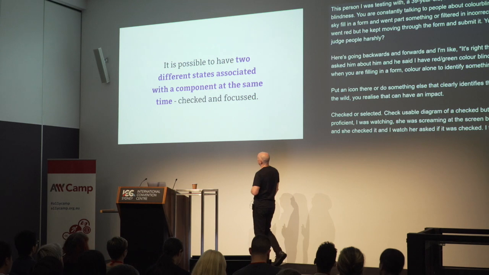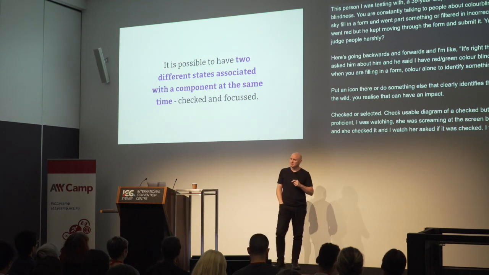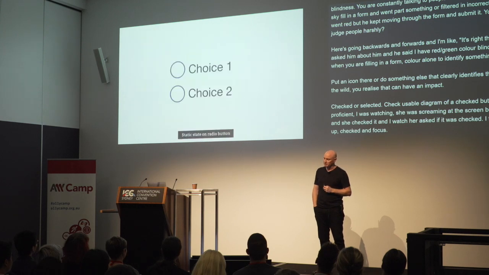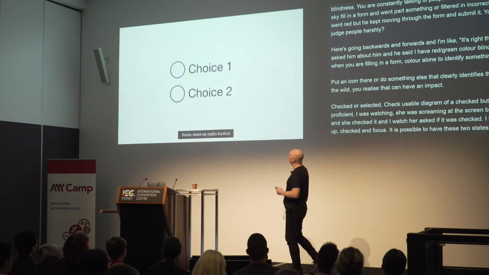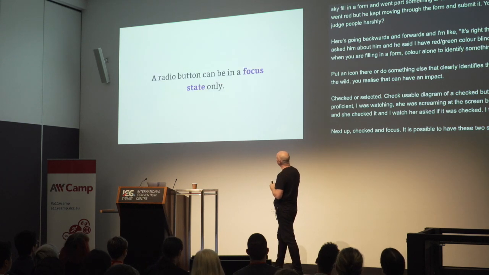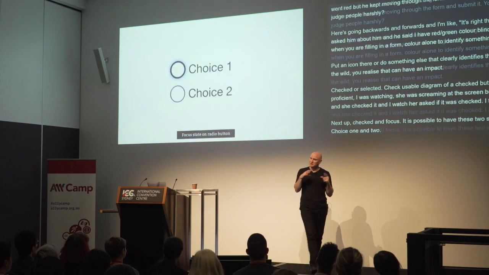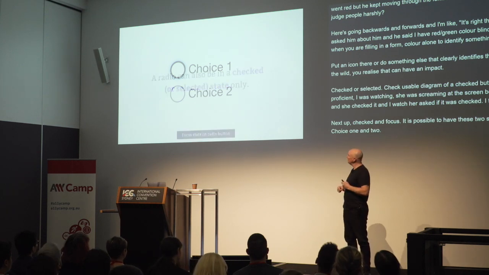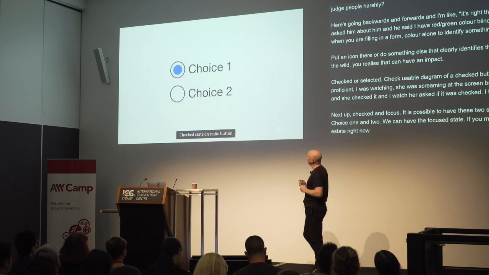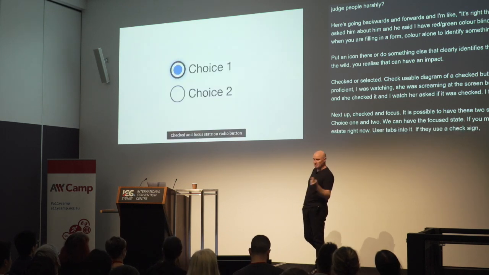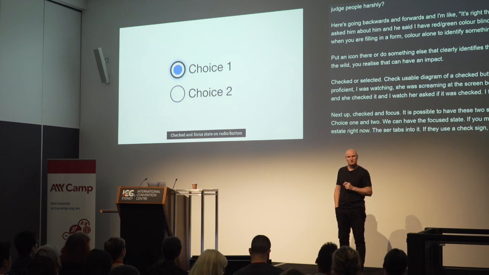Next up, checked and focus. Some people don't know this, but it's possible to have these two states at once. I'm going to whip through these. Let's use an example. Here's a beautiful diagram. Choice 1 and choice 2, radio buttons. We could have the focus state, so if you move into it, it's currently in focus state right now, if a user tabs into it. If a user checks on it, it now becomes checked. But it's possible to be both checked and in focus. So they're two different states.